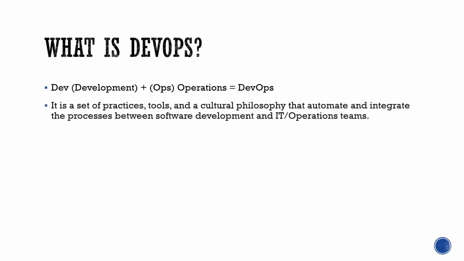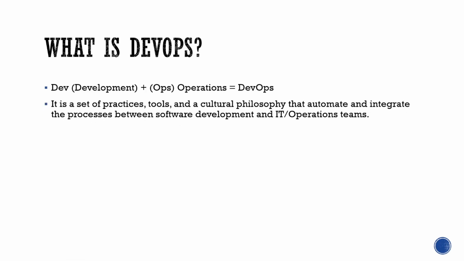So let's discuss what is DevOps. DevOps is a combination of these two words, development and operations. It is a set of practices, tools, and a cultural philosophy that automate and integrate the processes between software development and the IT operation team. According to Microsoft, DevOps is a compound of development, which is dev, and operation, which is ops. DevOps is the union of people, process, and technology to continually provide value to the customers.